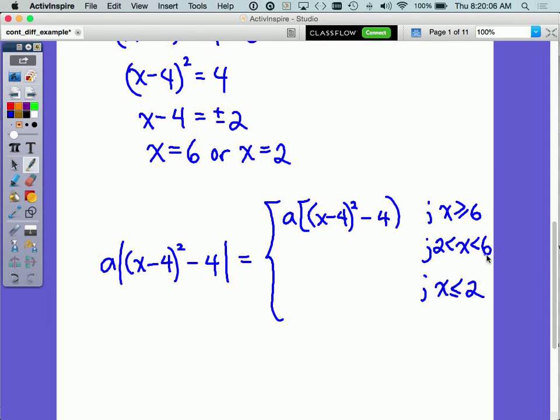If we take a number between 2 and 6, say 4, if I put a 4 in here, I get 4 minus 4 is 0. 0 squared is 0 minus 4. We see we have a negative in here. And what the absolute value bars will do is multiply that by -1.